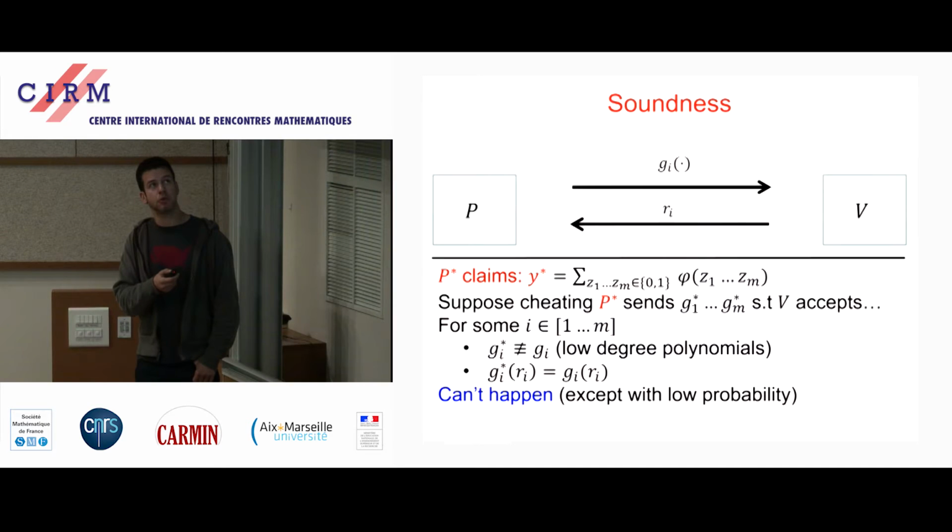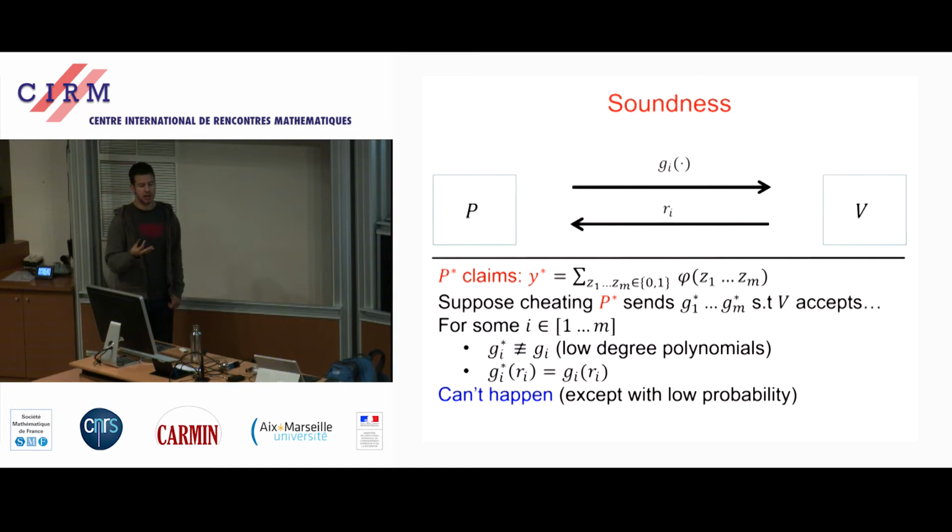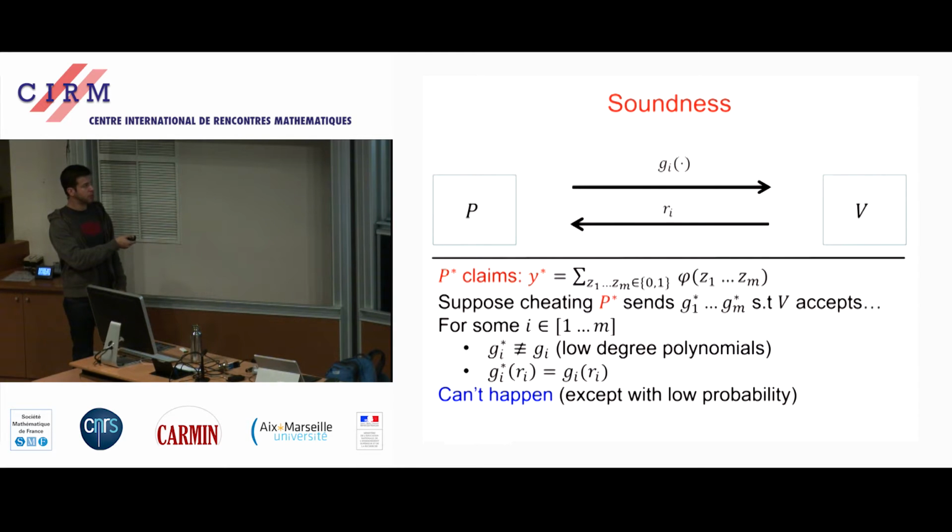But the whole point is that the prover sends its polynomial before it knows what the verifier's challenge is. It doesn't know in advance what the verifier is going to ask. And since we have here two low-degree polynomials, we know that they differ almost everywhere, just by the Schwarz-Zippel lemma. In particular, the probability that the prover manages to send a wrong polynomial that magically agrees with the correct one in a random location is very small.